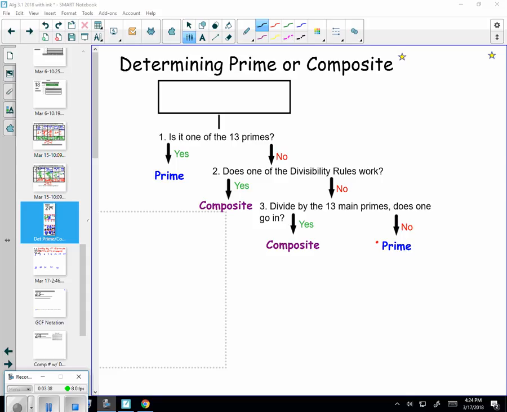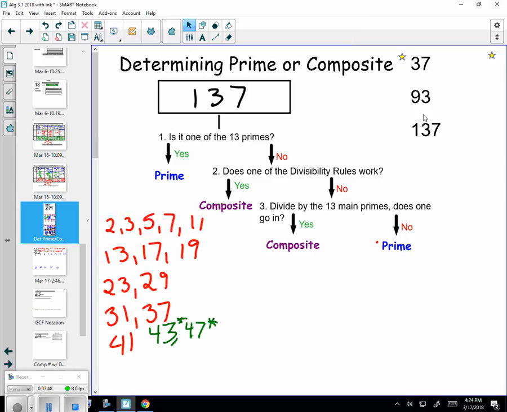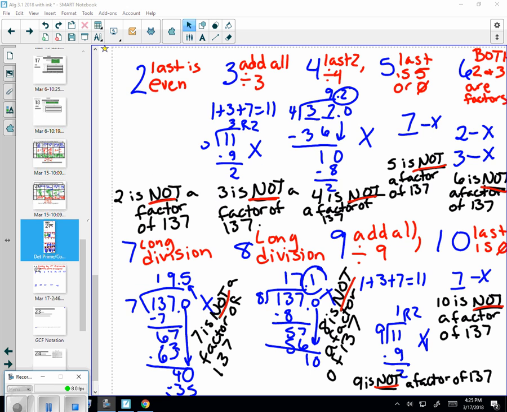Now let's try our last number, 137. First, is 137 part of our first 13 primes? No, it's not. So we're going to have to go to question 2. Do our divisibility rules work? Create your chart, write down your rules, and start trying to see if this works. If you paused your video and actually tried, you should get something very similar to this. Let's look at our answers.